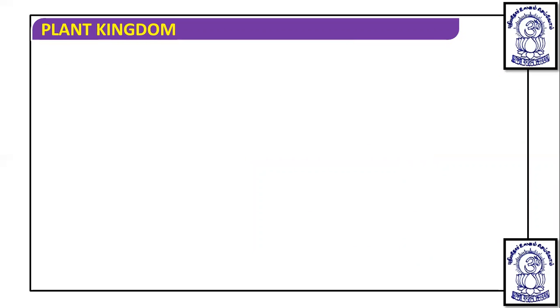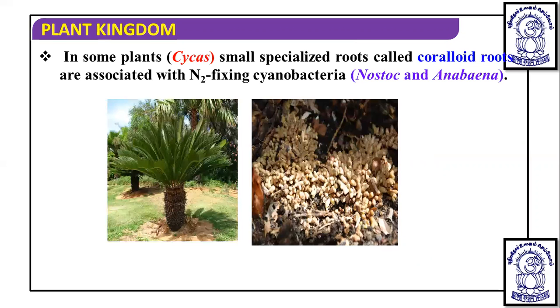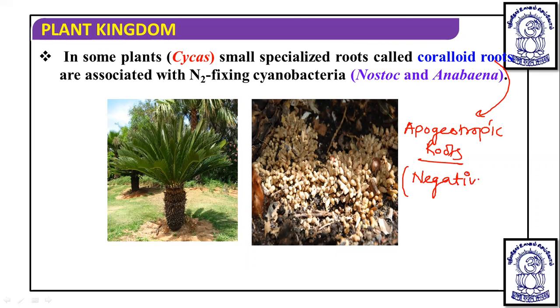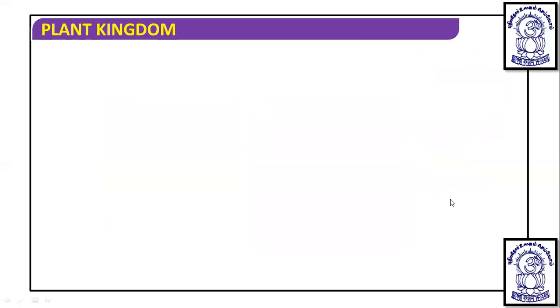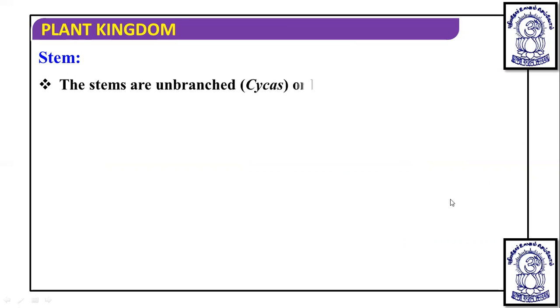Now, apart from this, we remember in Cycas this coralloid root is considered as apogeotropic root. Apogeotropic roots means negatively geotropic.